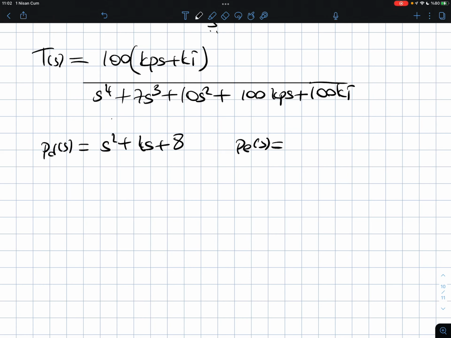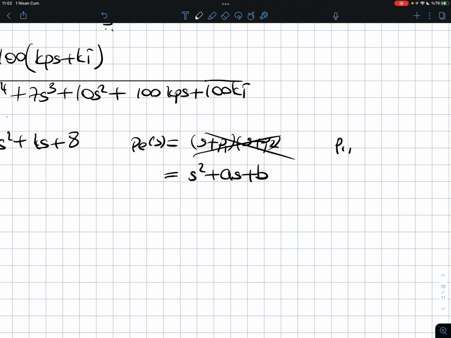Now at this point, we need to define the residue polynomial. The residue polynomial, by the way, can be defined in two ways. One of them being S plus P1, S plus P2, and that's it. Again, we're using the algebraic methods, so we should not use this definition. We can, but an easier way would be to define this as AS plus B in terms of the coefficients of the polynomial.